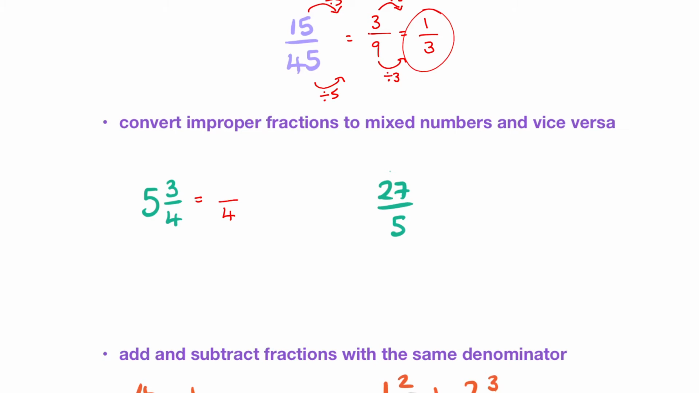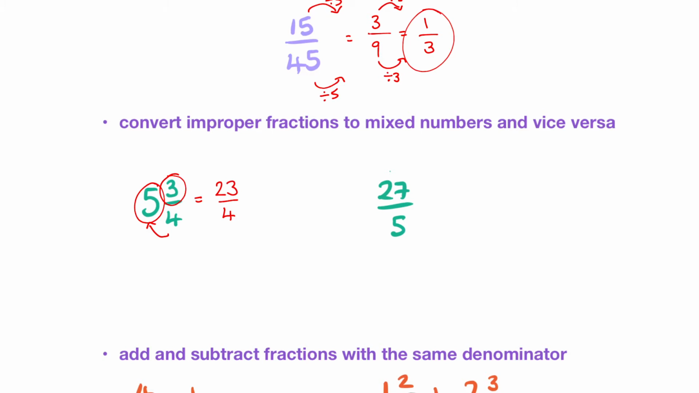So we need to find out how many quarters are in these 5 whole ones. So to do that, remember we do 4 times 5. That gives us 20. So we've got 20 quarters in these 5 whole ones. And we've got another 3 quarters. So we've got 23 quarters altogether.